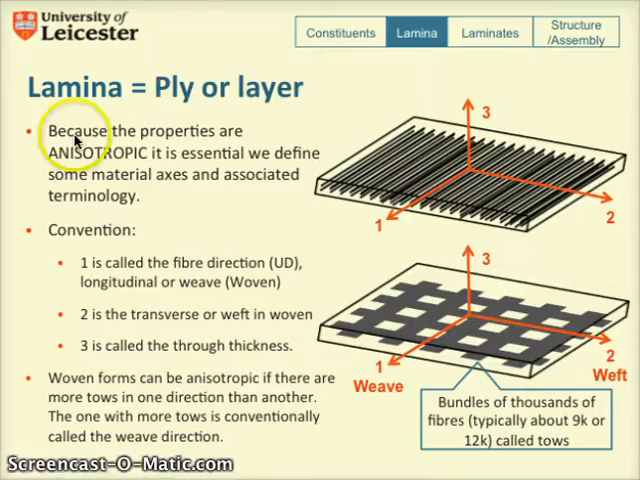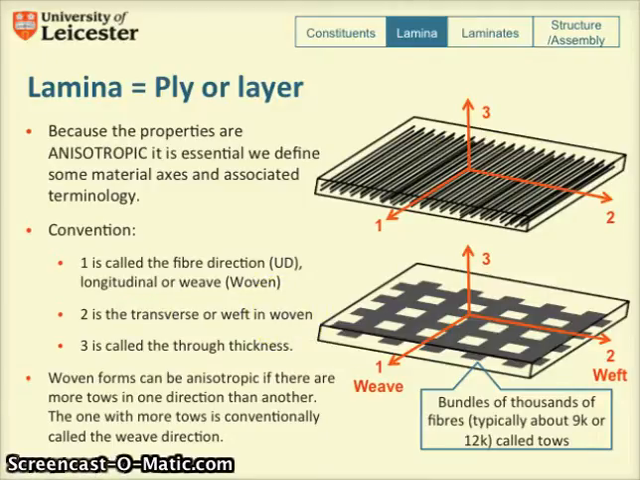And it's very important, because the properties of composites are anisotropic, they're not the same in each direction, that we define some material axes and some terminology so we know which properties in which direction we're talking about. So for a unidirectional ply like this, where all the fibres are in one direction, we usually define the 1 direction as the fibre direction.